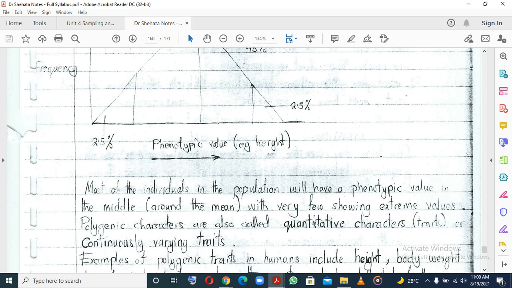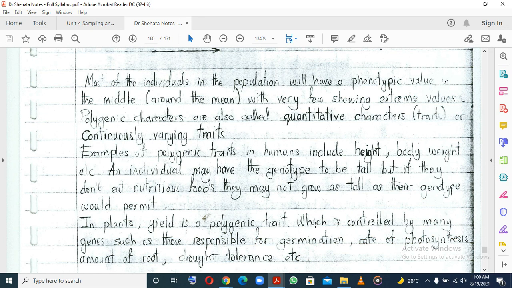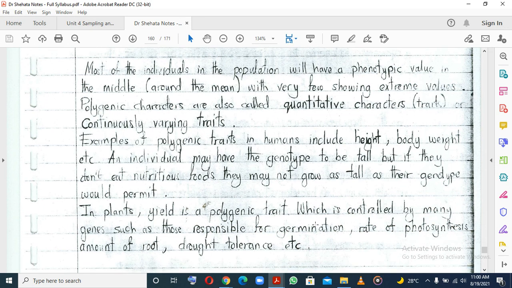Because these continuous characters or traits, you can quantify them. Okay, you've seen that table there. You can calculate the mean, you can calculate the standard deviation. So these can be quantified, therefore they are quantitative characters or continuously varying traits. Examples: you've got height, which we've talked about, and then we've also talked about body weight. People have got varying weights, so that's the key thing.